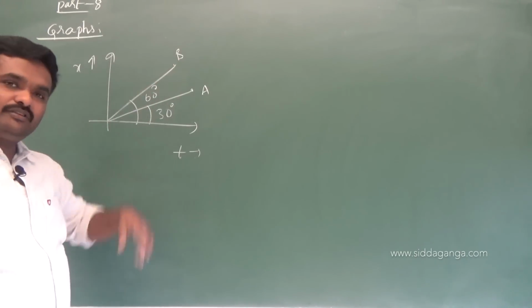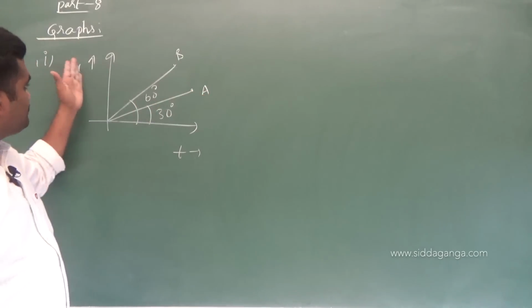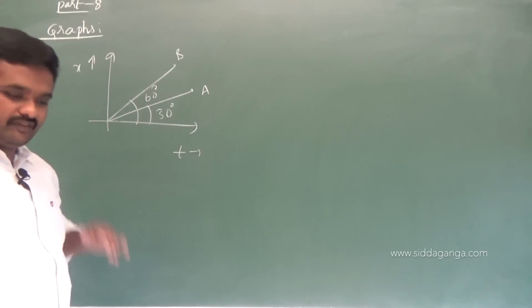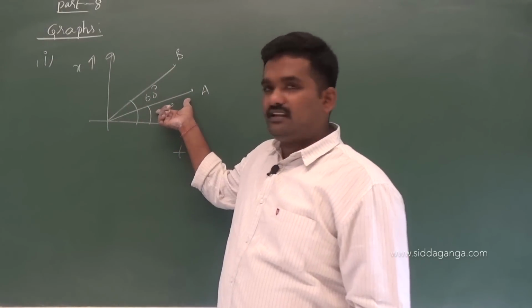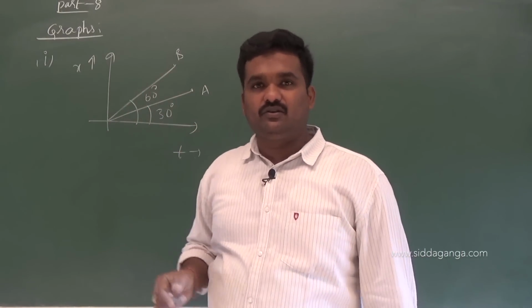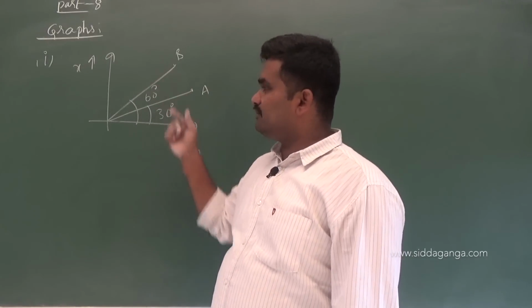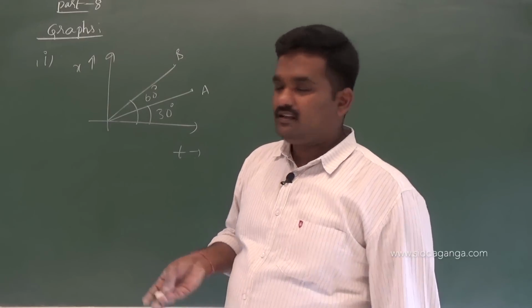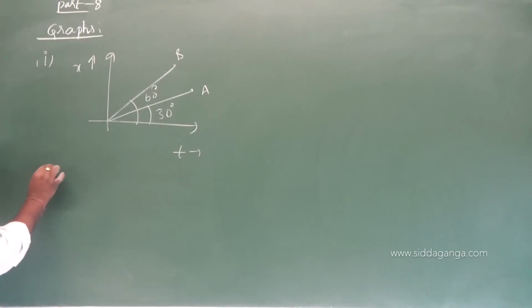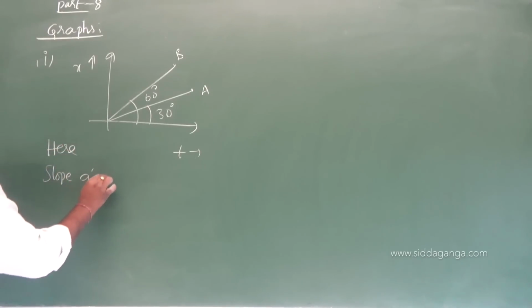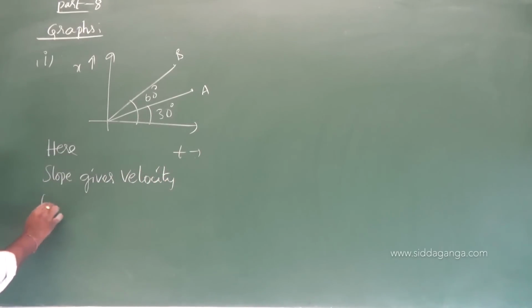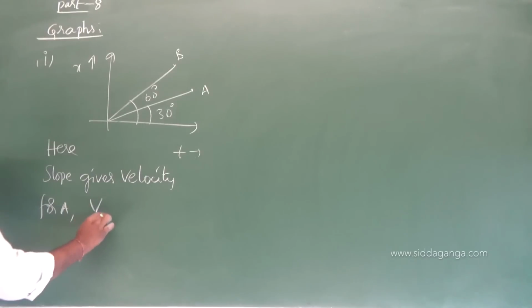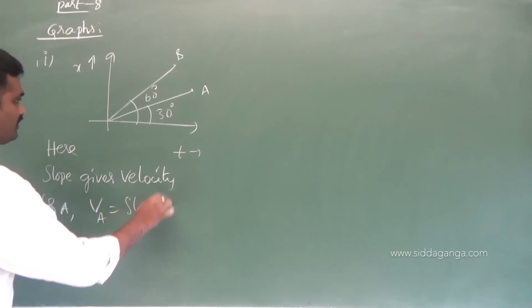No doubt both are moving with uniform velocity. Why? Because what does this graph represent in case of the xt graph we have studied? Body moving with uniform velocity. So A is moving with uniform velocity and B is moving with uniform velocity, no doubt. But are the velocities of A and B equal or not? How can you say? You know, what does slope give? Velocity. Here in the graph, slope gives velocity, no doubt. Slope gives velocity. Here for A, the velocity of A is nothing but the slope. Slope of this graph you have to find.